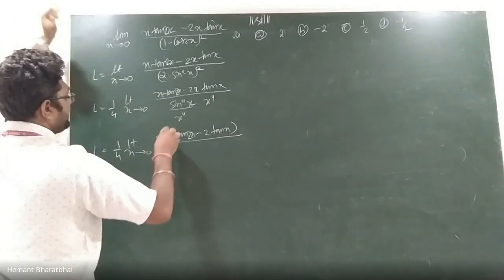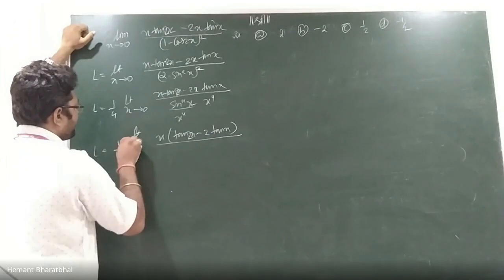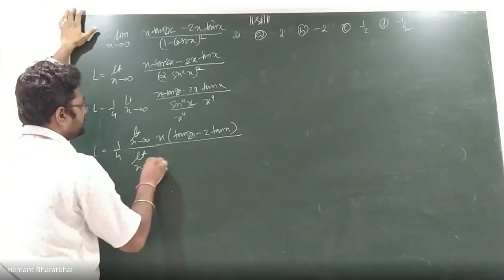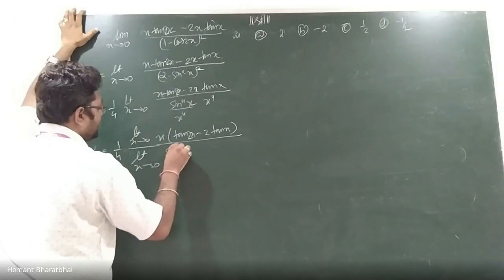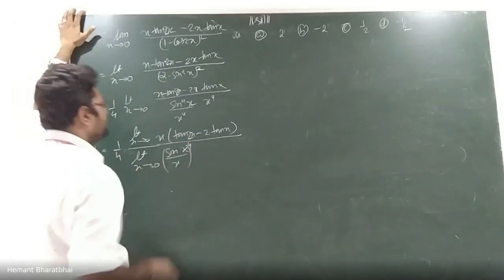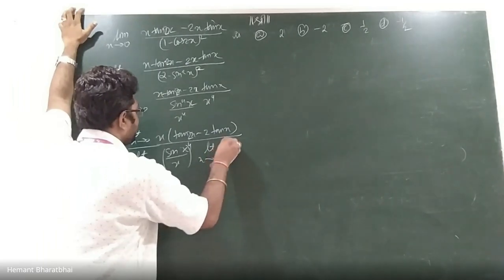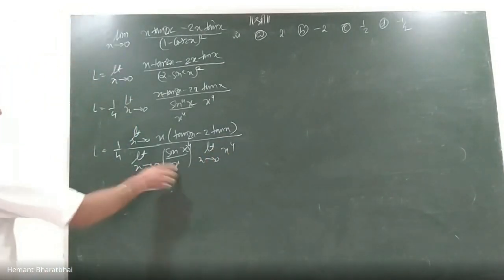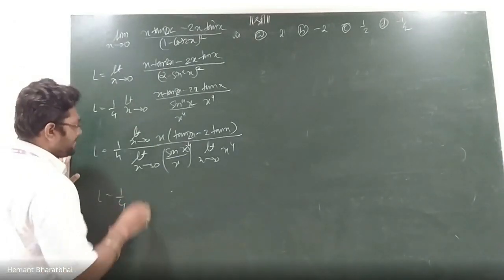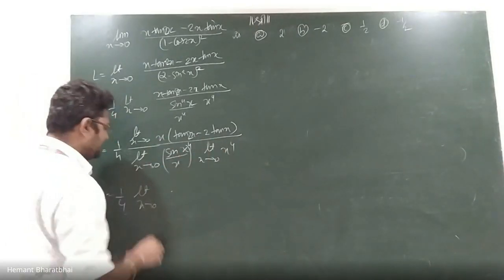upon, here I can separate the limit: limit of x tends to 0, sine of x upon x, the whole raised to 4, and this limit of x tends to 0, x raised to 4. So this becomes 1, so I'll get L is equal to 1 by 4, limit of x tends to 0, 1x gets cancelled.